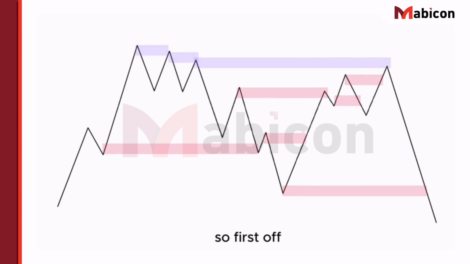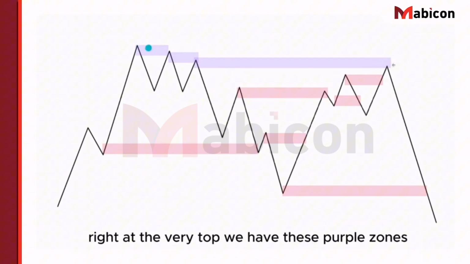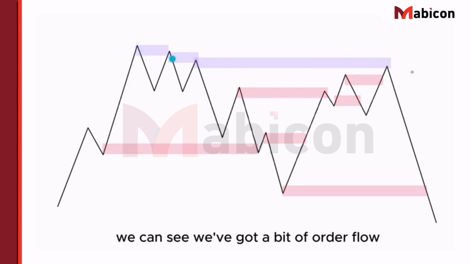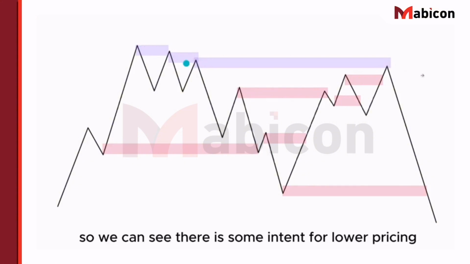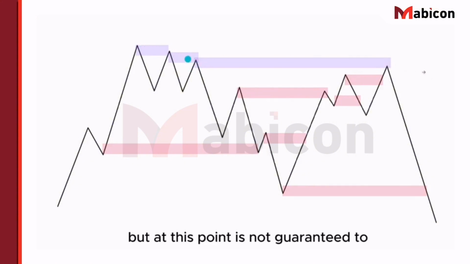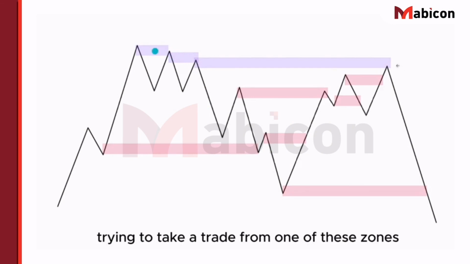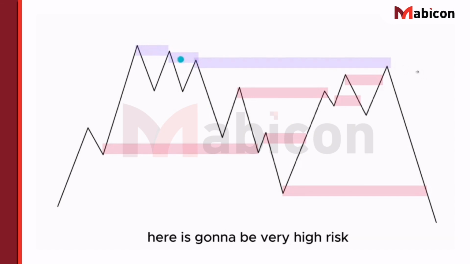So first off, right at the very top, we have these purple zones. We can see we've got a bit of order flow pushing into the market here. So we can see there is some intent for lower pricing. But at this point, it's not guaranteed. So trying to take a trade from one of these zones here is going to be very high risk.